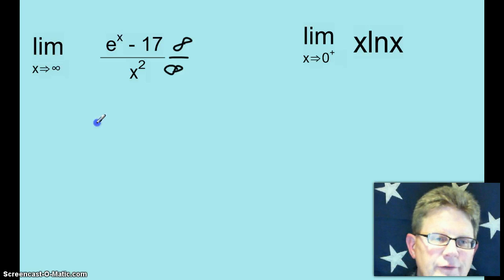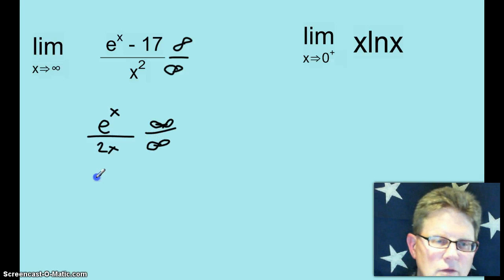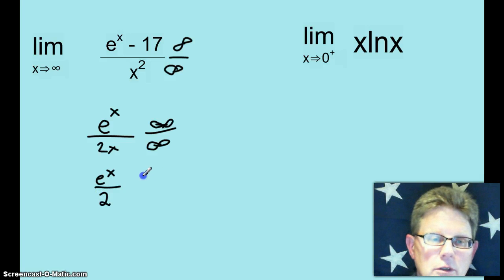So we will take the derivative of the numerator, e to the x, over 2x, and we still get infinity over infinity. So we'll take the derivative one more time. Derivative of the numerator, e to the x. Derivative of the denominator, 2. That would be infinity over 2. That limit is infinity.